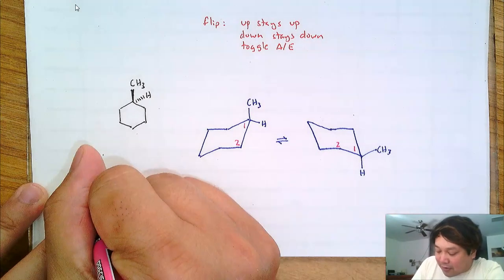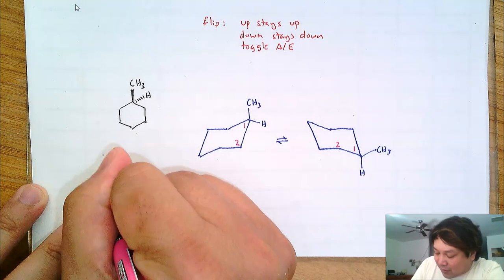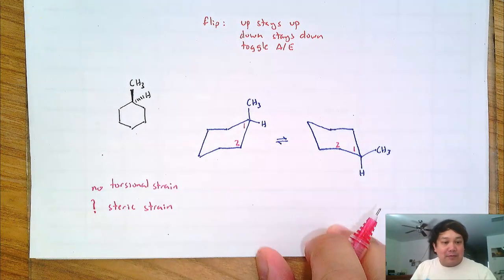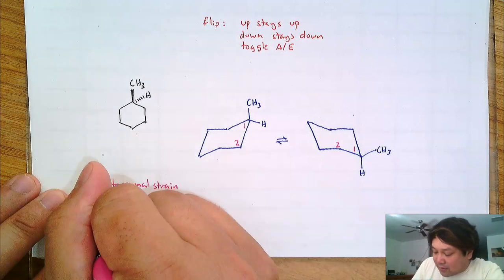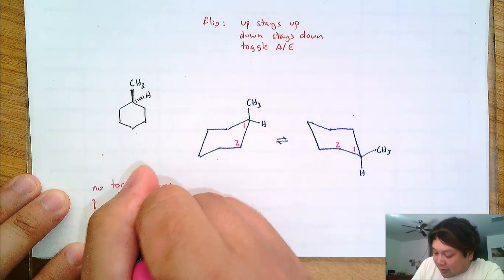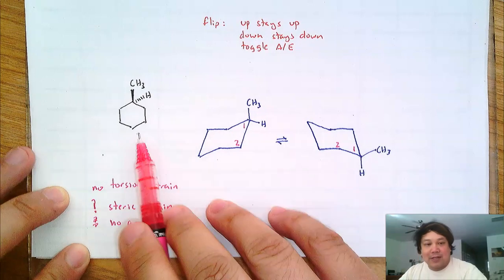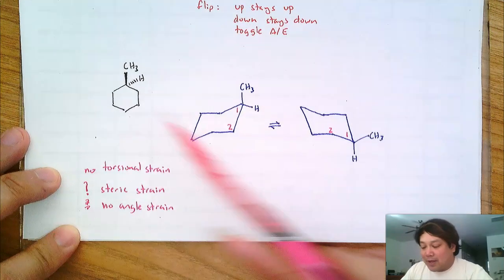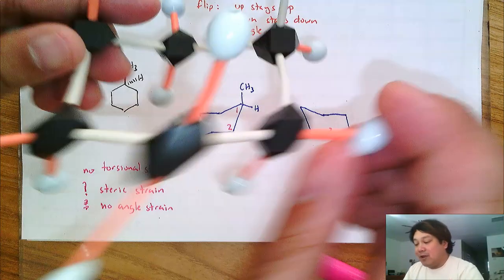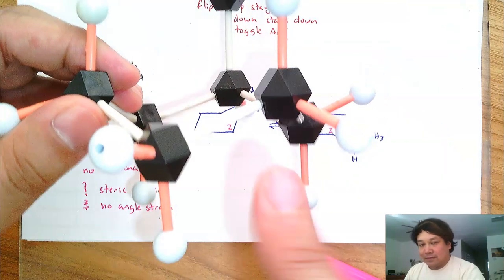Then we have steric strain. Question mark. Do we have any steric strain? And then there's angle strain. Oh, no question mark. There's no angle strain because we took this flat cyclohexane, which has an internal bond angle of 120. When we make it into a chair, everything's tetrahedral. Each of these carbons looks perfectly tetrahedral.